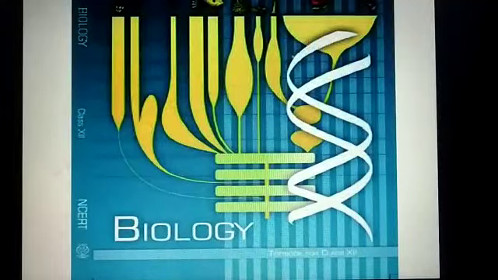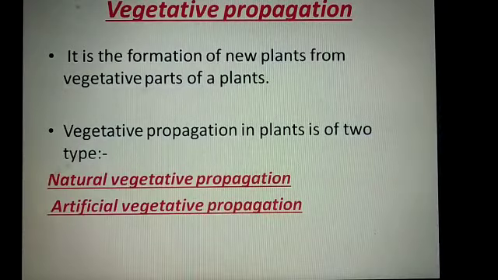Student, today we will continue our first chapter, Reproduction in Organisms, with the topic Vegetative Propagation. Actually, vegetative propagation is a mode of asexual reproduction in plants. It is the formation of a new plant from a vegetative part of a plant. What is a vegetative part? Root, stem, and leaf are the vegetative parts of a plant, but not the flower. The flower is a sexual part.